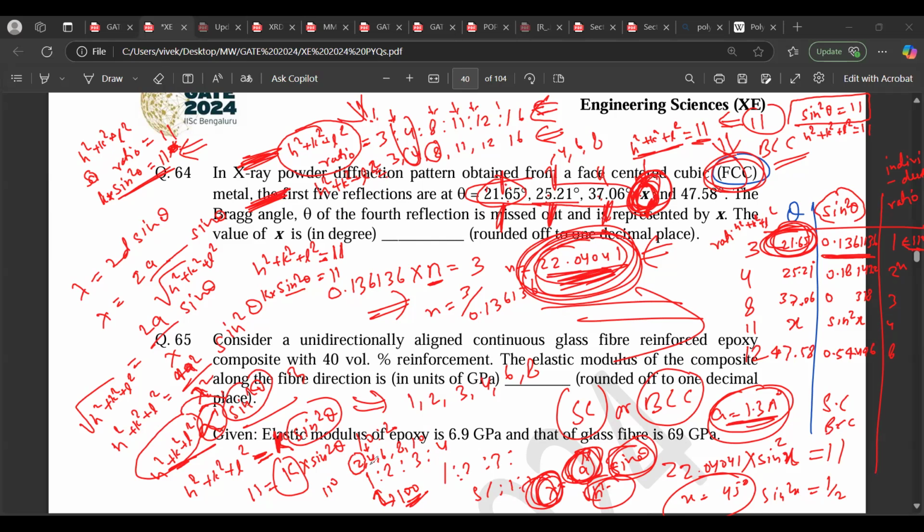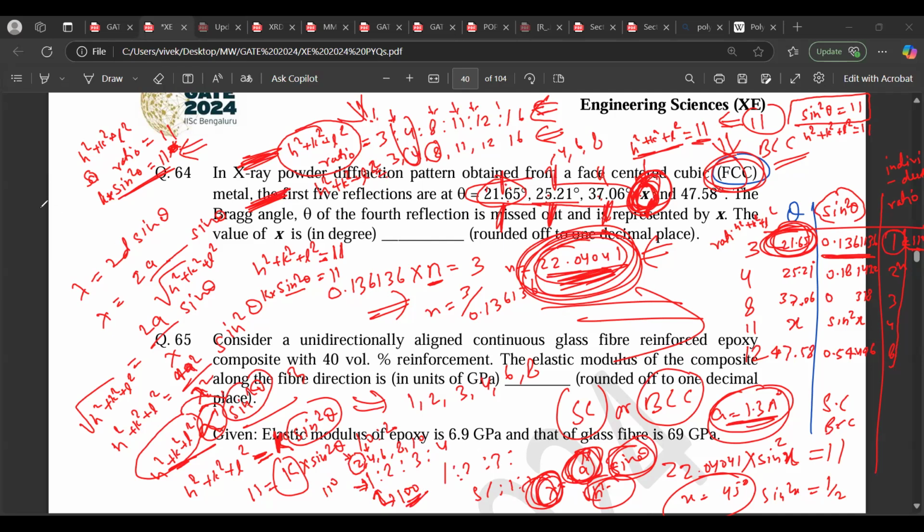So when you are finding the HKL, you should find out the individual number. But the ratio is helpful. Why? Because it is exactly the same as the sine square theta ratio. So if you are getting 1:2:3:4, that means it could be either SC or BCC. I don't know about the individual peak. I have to assume whether it is 110 or 100, whether the individual value is 2 or the individual value is 1.